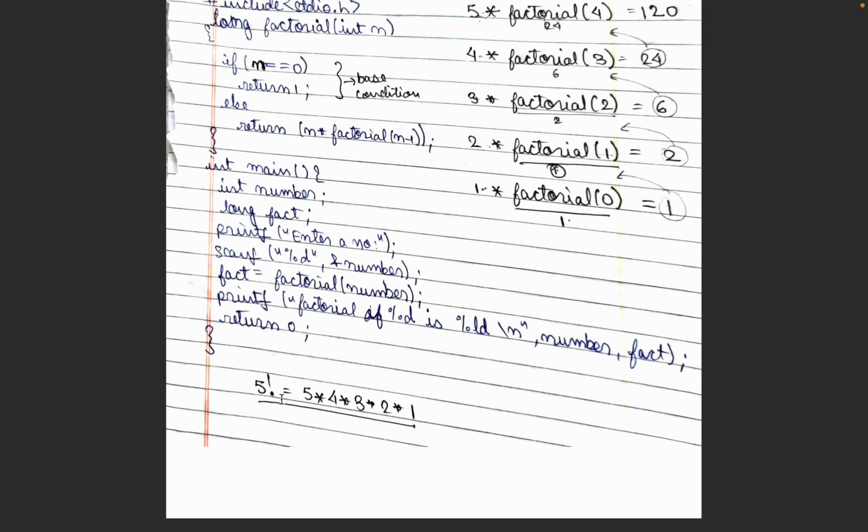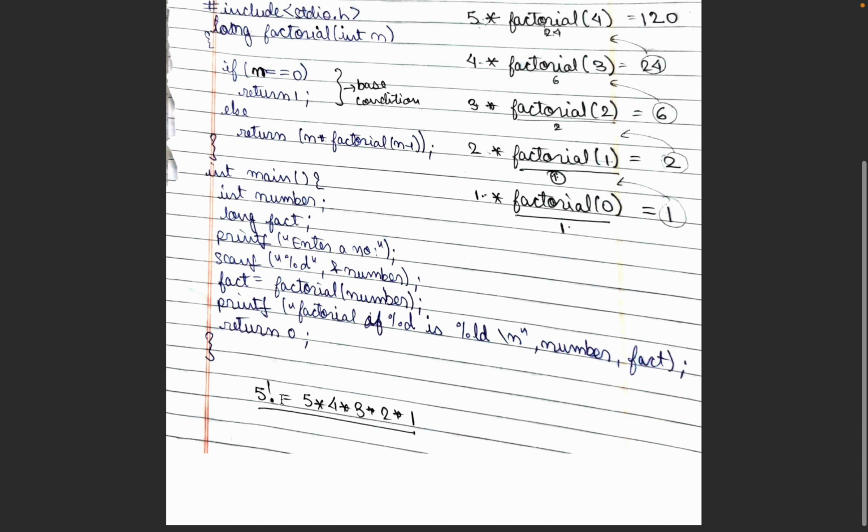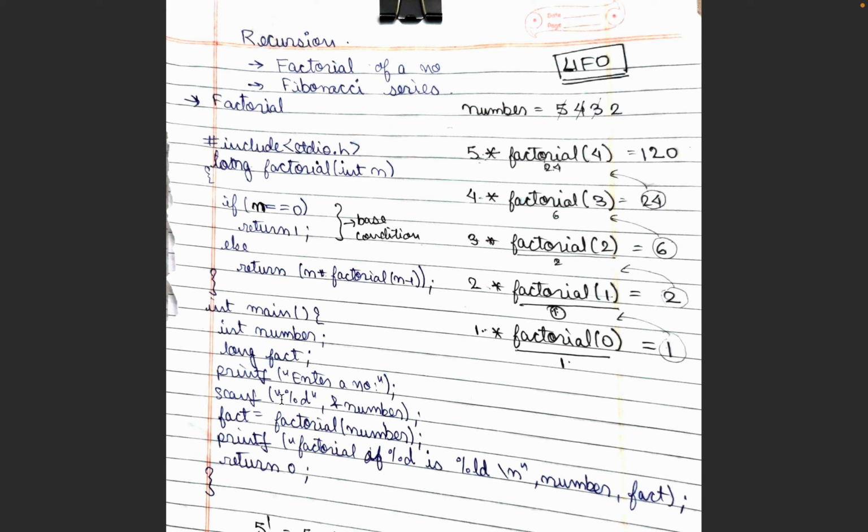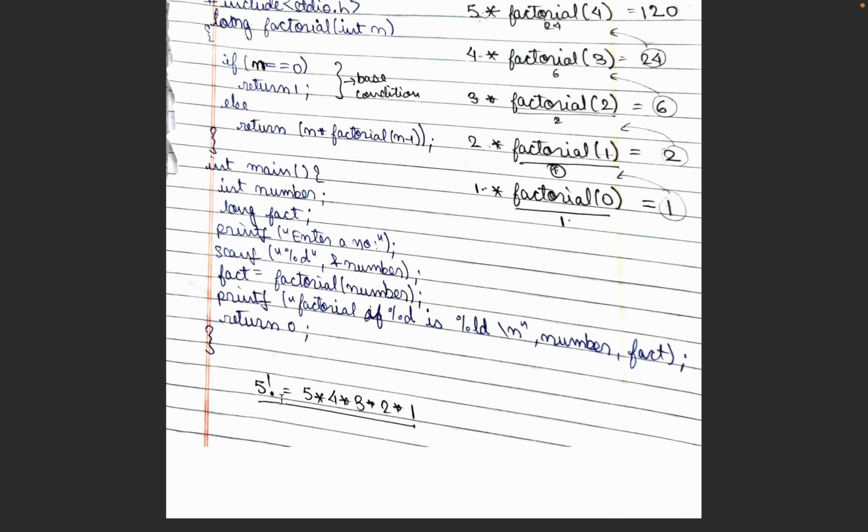5 into 4 into 3 into 2 into 1. So this is the way the factorial of 5 is elaborated, and if you just calculate this by multiplying all these things, 5 times 4 is 20, 20 into 3 and then into 2, it will sum to 120. So this is what we will do, but through recursion. This can also be done through a simple loop, but since we are studying the recursion topic, I'll be explaining that.